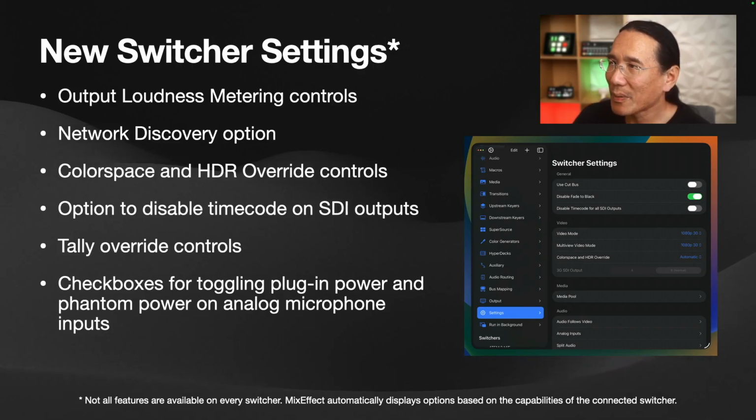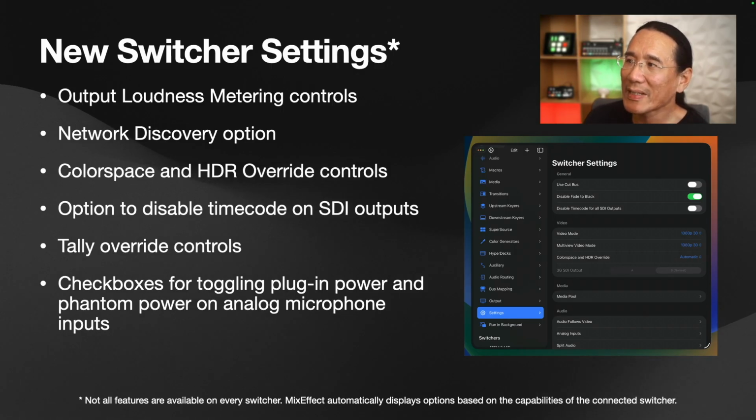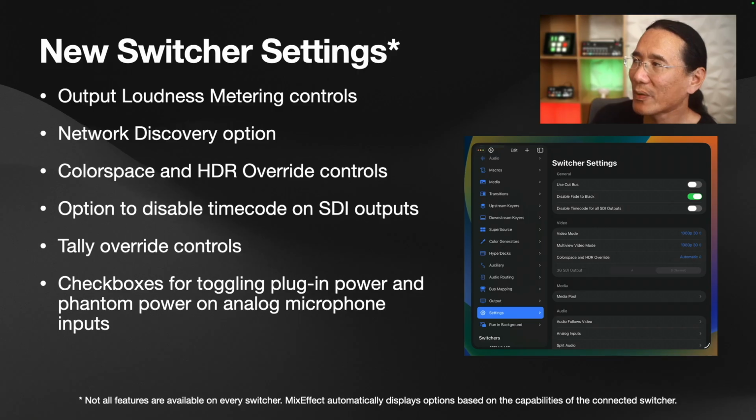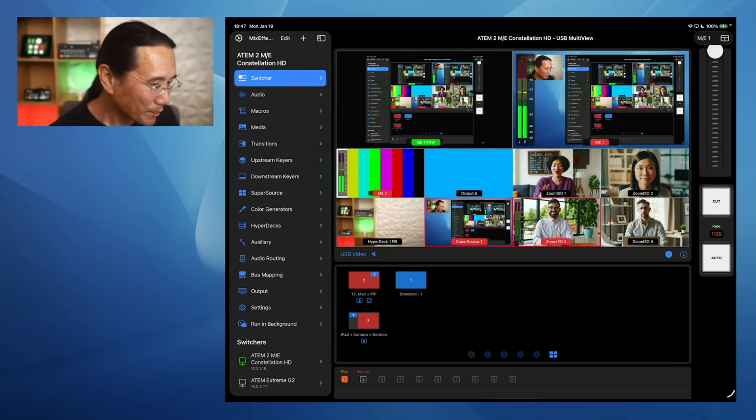Network discovery on some of the more modern ATEM Mini lines, color space and HDR override controls. I see those mostly on the SDI models, like the Constellation. Option to disable timecode on SDI outputs, another Constellation type thing, or a switcher that has SDI. Tally override controls, and finally, checkboxes for toggling plug-in power and phantom power for those switchers that have analog microphone inputs. Let's take a look, because I have 3 switchers right here.